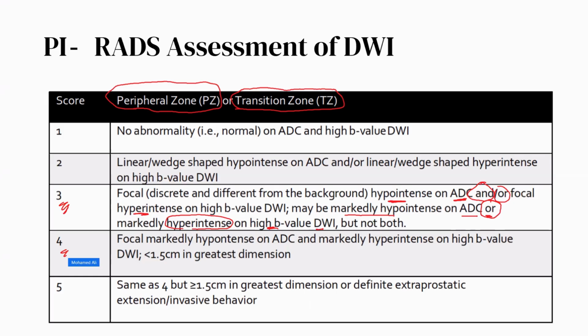Score 4, focal, markedly hypointense on ADC and markedly hyperintense on high b-value. So take care of the difference between score 3 and score 4. Score 4 is shorter than 1.5 centimeter, score 5 is greater than 1.5 centimeter, or definite extraprostatic extension or invasive behavior.